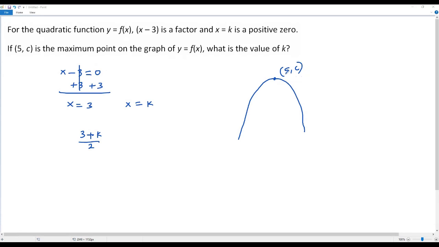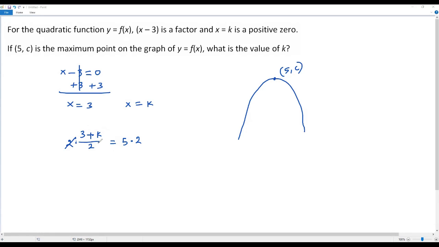The x-coordinate of the vertex over here is 5. But already we got the x-coordinate of the vertex, it's over here. So this (3 plus k) over 2, and this 5, both of them represent the same thing. That is the x-coordinate of the vertex. We can equate them. Now let's solve for k in this equation. Let me multiply both sides of the equation by 2.